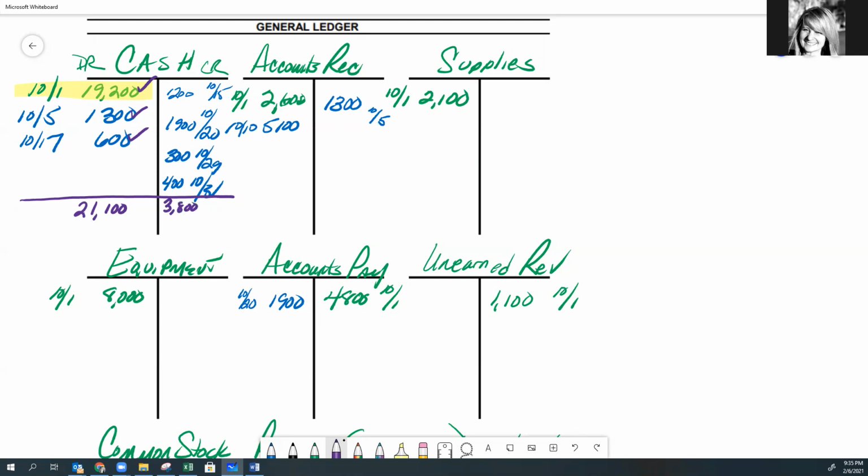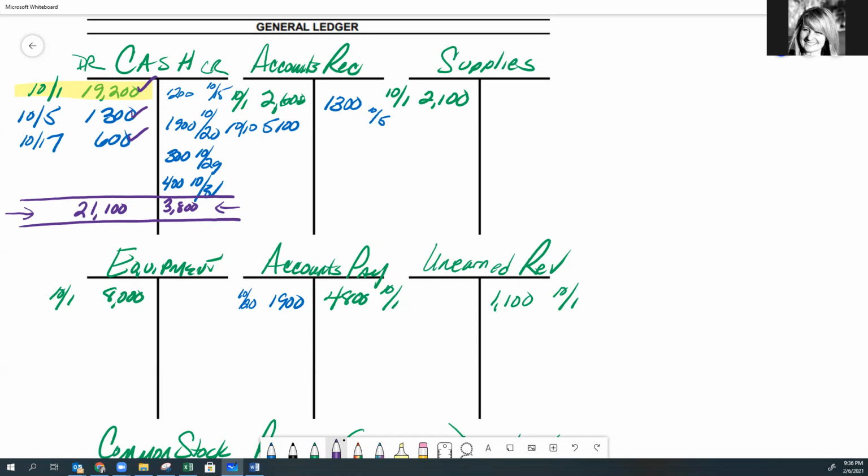Then I like to put another line underneath that, because now what I'm going to do is compare my debits to my credits. I'm going to subtract them, and I'm going to put it on the side that's larger. So I'm going to take 21,100 and subtract 3,800. So I'm going to take the total of my debits, subtract the total of my credits, and put the balance on the bigger side.